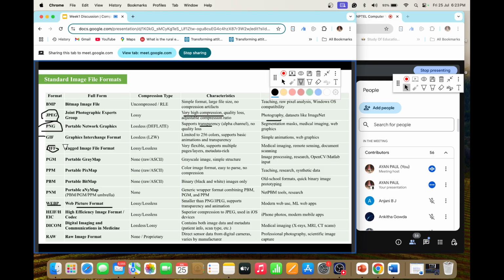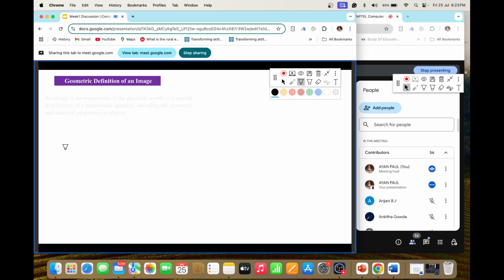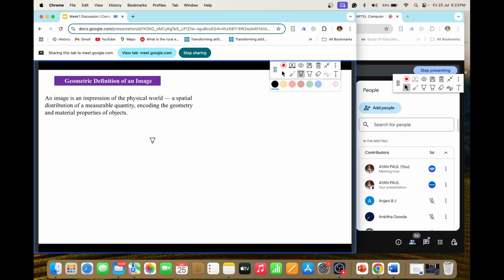So these are the standard image file formats. Okay, now let's move on to the geometric definition of an image. An image is an impression of the physical world, a spatial distribution of a measurable quantity encoding the geometry and material property of the object.